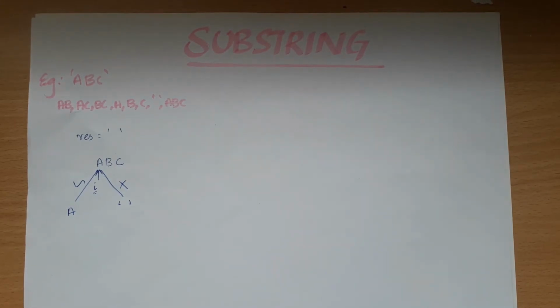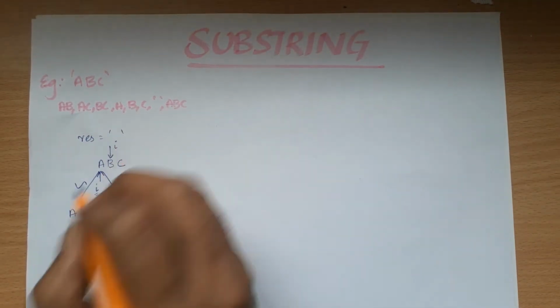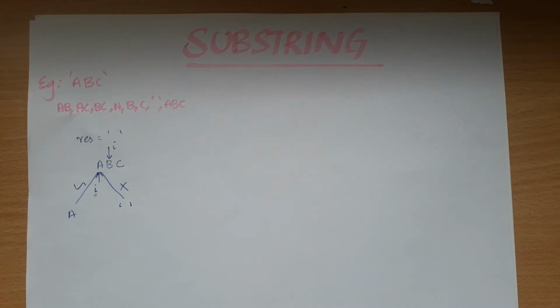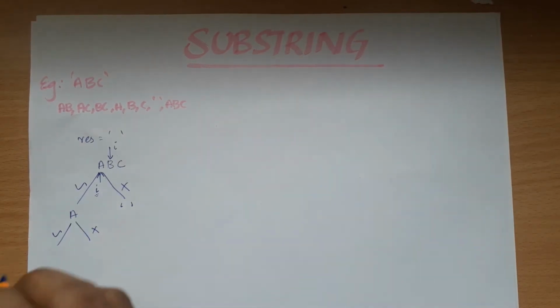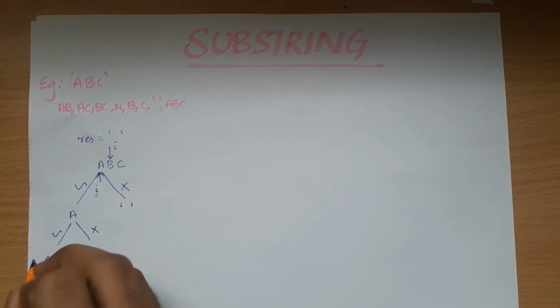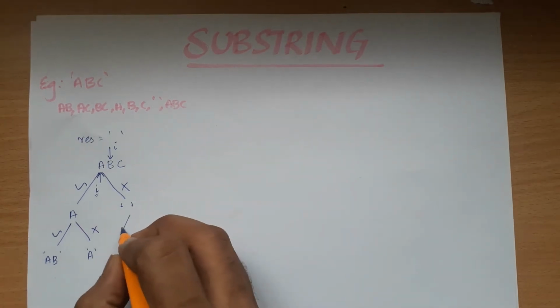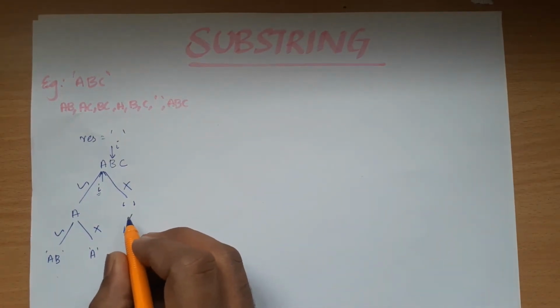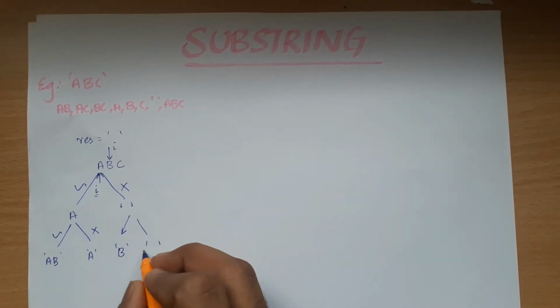Now again we'll take the same decision, but here we will increment our iterator. I will now point to B, and we ask the same question, whether we can include it or not. If we include it, we'll get AB. If we don't, we'll be left with A as such. And for the empty string, if we add B, we'll get B. Otherwise it will remain as an empty string.